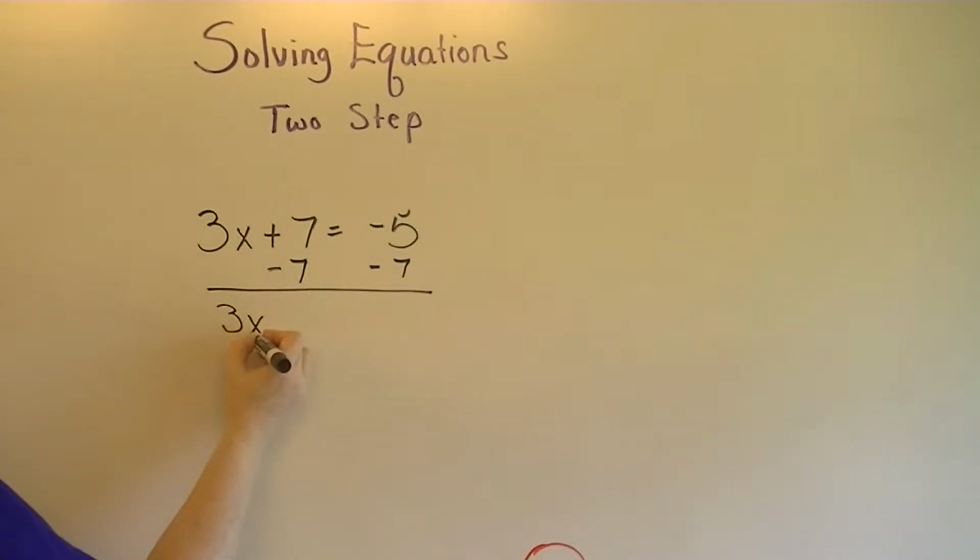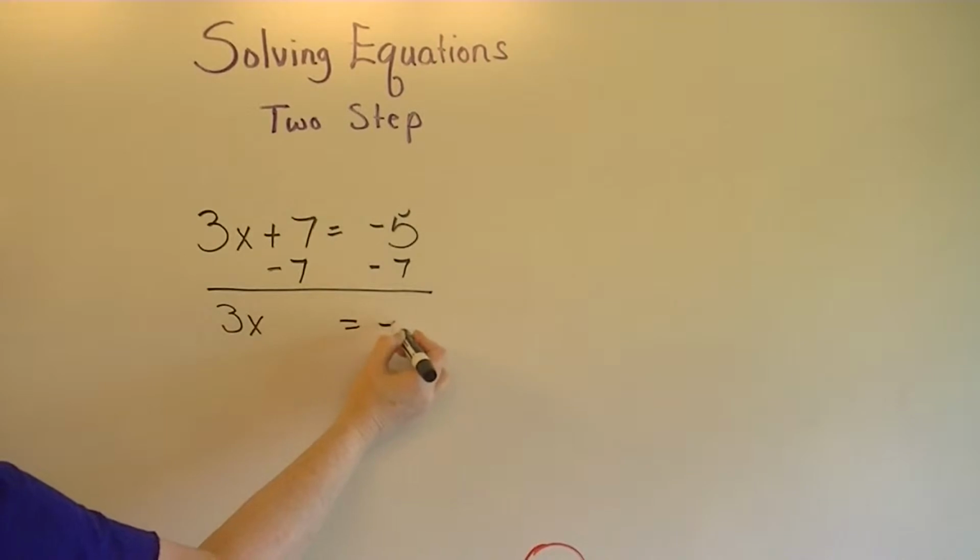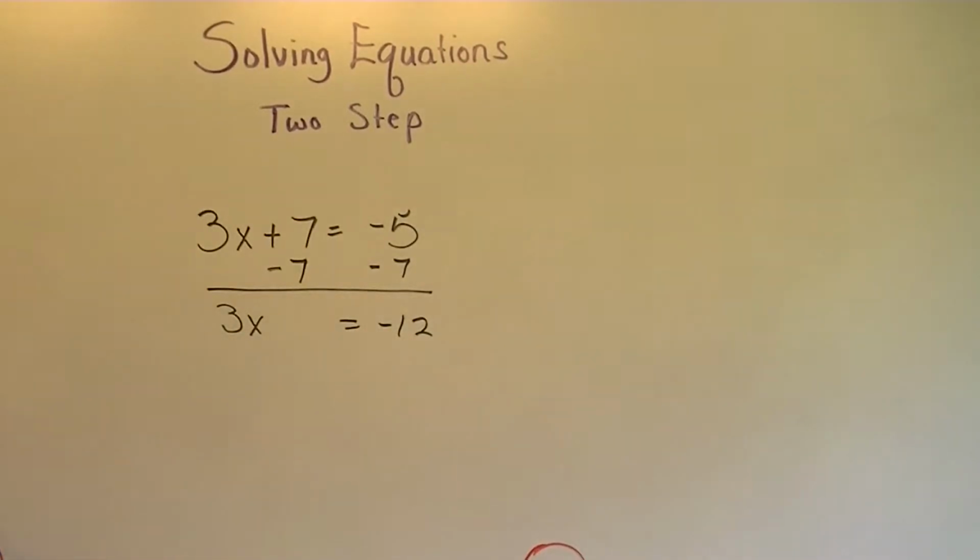I'm going to drop down my 3x. These become 0. So 3x plus 0 is 3x. And then I'm going to combine these, which is negative 12. Now, I do have my x and my equal sign. There's nothing in between. So I've eliminated everything, so I can just look at the x term.